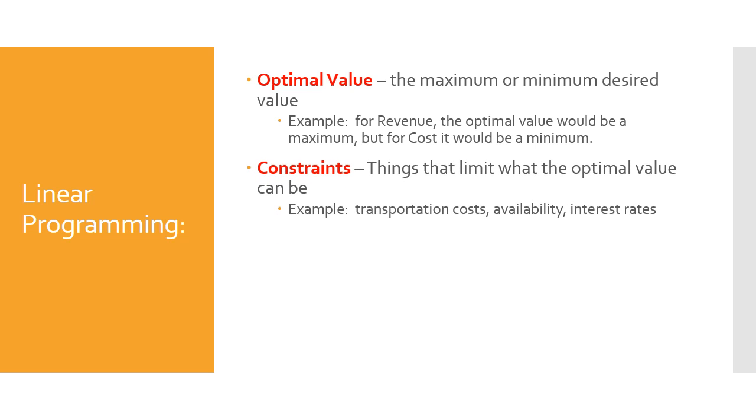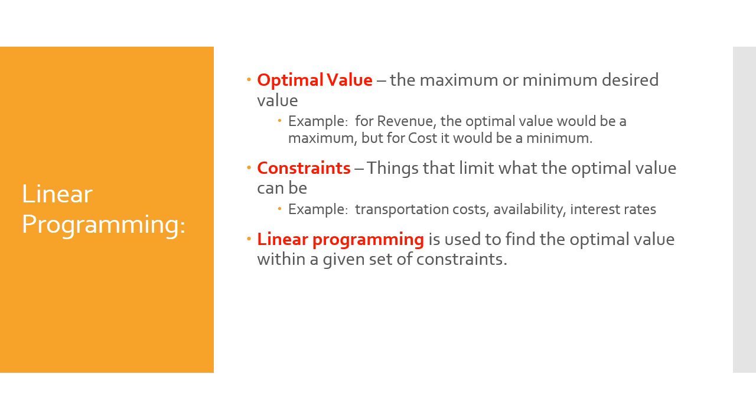Another word is constraints, and these are going to be the things that limit what our optimal value can be. In the business world, these could be transportation costs, availability of materials, interest rates, a number of different things that can limit the choices that you have for your optimal value. Linear programming is used to find the optimal value within a given set of constraints.